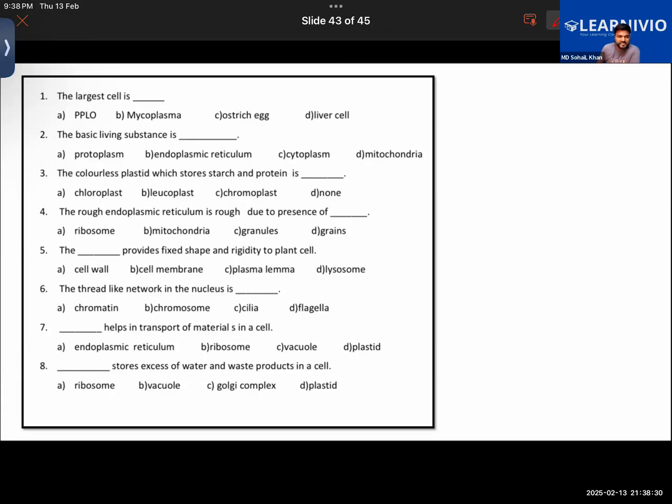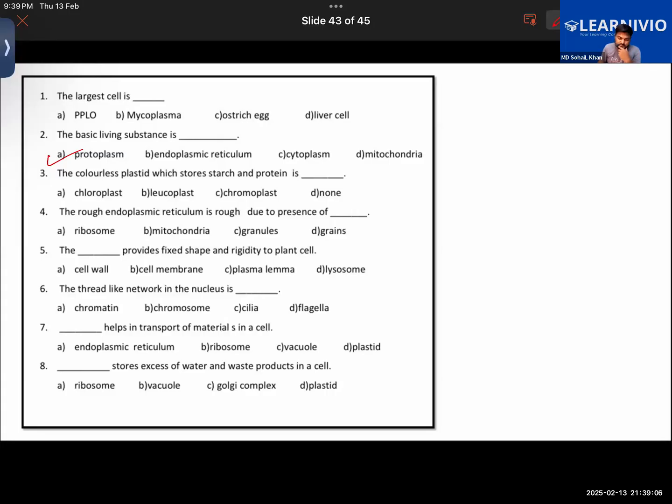Next, the basic living substance. This one is interesting. All the living component of the cell, we term this as protoplasm. Okay, so protoplasm is basically the living material of a cell that will include its cytoplasm, the nucleus, and the plasma membrane. All of that will be together called as protoplasm.